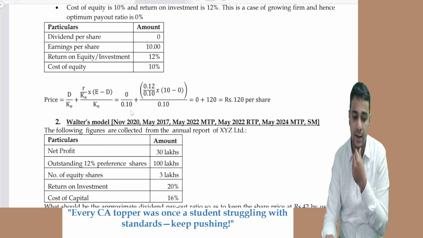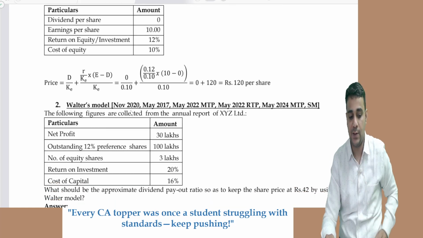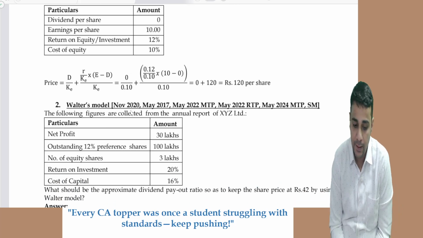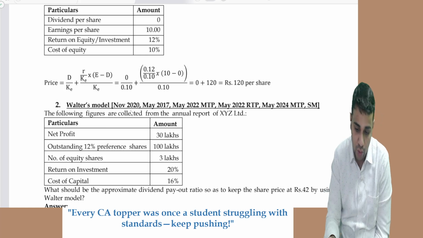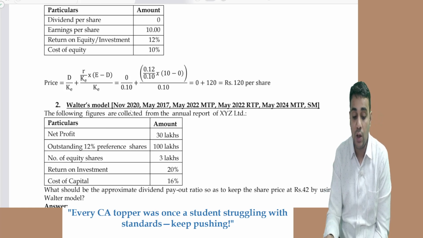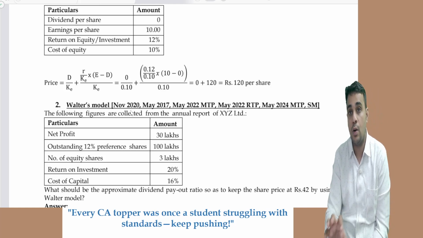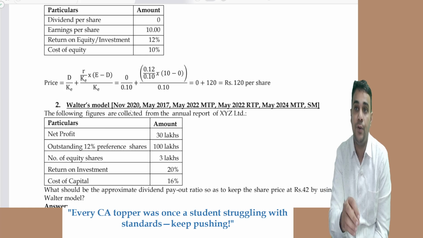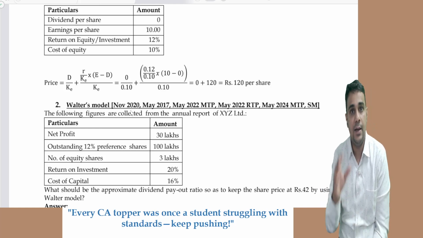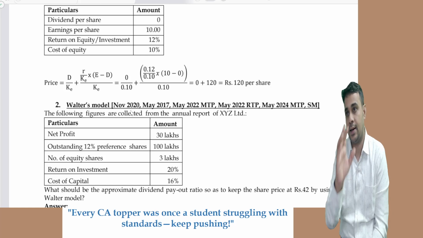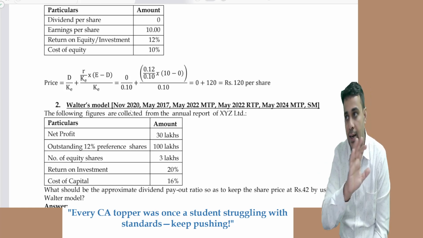Following figures are collected from the annual report of XYZ Limited: net profit, outstanding preference share, number of equity shares, return on investment, cost of capital. What should be the payout ratio to keep the share price at 42 by using Walter model, reverse working? I am saying price I give you, you calculate the dividend. Normally you give the dividend, I calculate the price. Here price is given, I have to calculate dividend. So dividend we'll call it as D in the formula and apply.